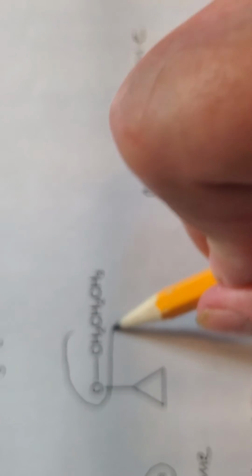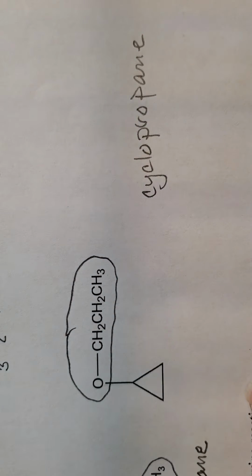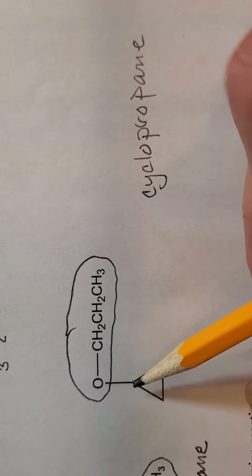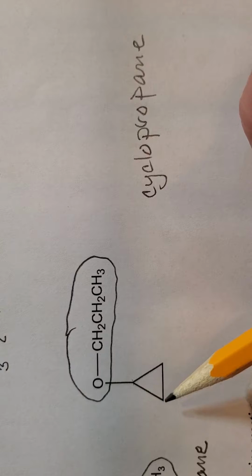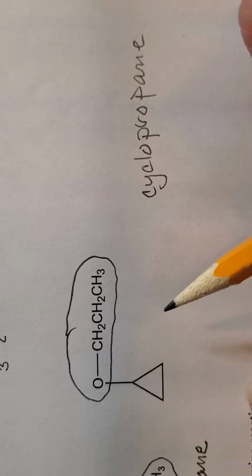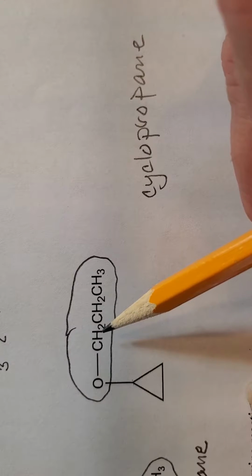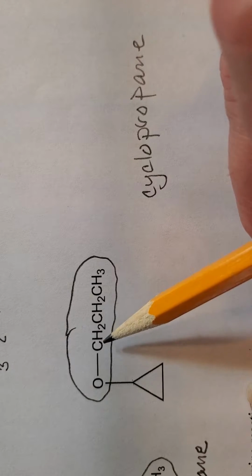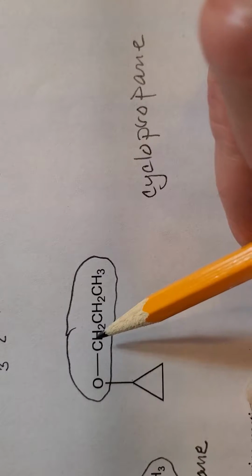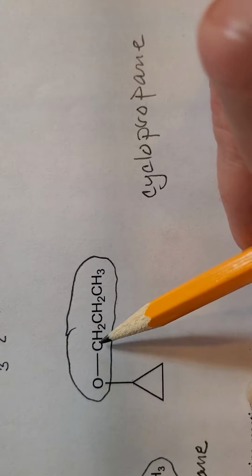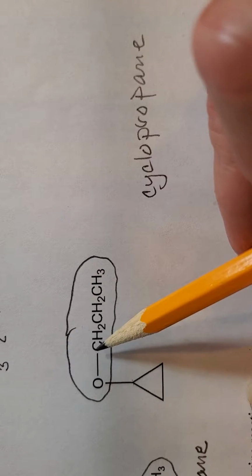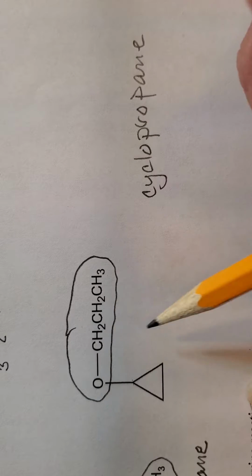So here is the substituent group, and it's bonded to this, but we don't have to indicate a number because whether it's bonded to this carbon, this carbon, or this carbon, it's going to be the same name. But we do have to indicate that this is the substituent group. The substituent group is carbon 1 because it could have been carbon 2.